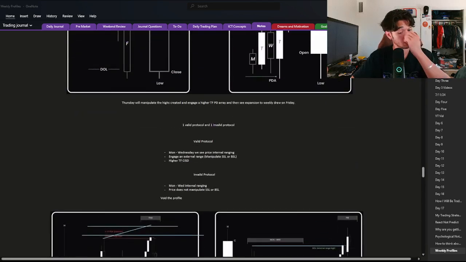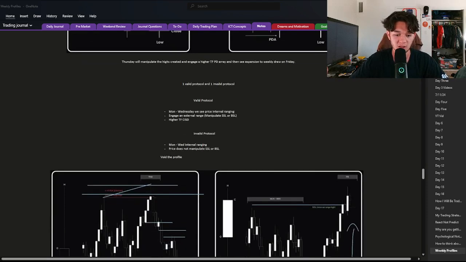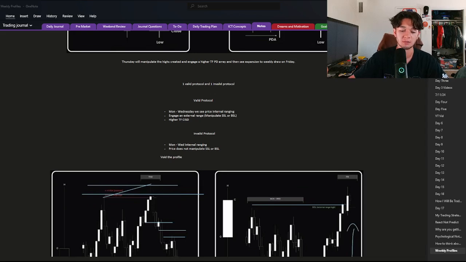Or we get an invalid protocol when we see Monday, Wednesday internal ranging, and then we don't see any manipulation of the high or the low. That means this profile is invalidated. We don't want to be trading when there's ranging and we don't take a high or a low. We don't manipulate the high or low before going the opposite way.